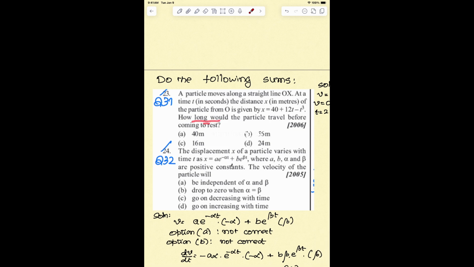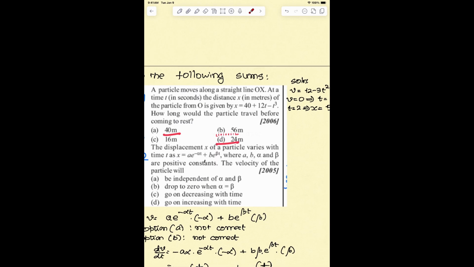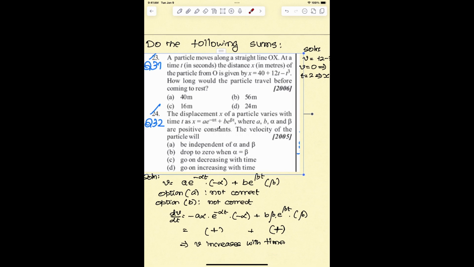How long? Actually, it's a kind of wrong wording. What is the distance the particle would travel before coming to rest? How long means how much time. Therefore, they don't want the time, they want the answer in terms of meters. That means it should actually be worded as how much distance would the particle travel before coming to rest. In any case, it's pretty simple. Now go to the next one.